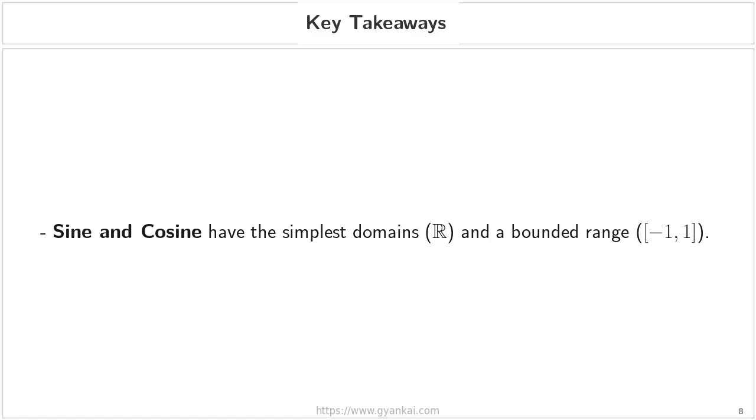Now, let's synthesize everything we have discussed so far into a few key takeaways. First, looking back at our discussion on sine and cosine and our Ferris wheel example, these two functions have the simplest domains, consisting of all real numbers. Their range, however, is bounded, meaning the output values always stay within the closed interval from -1 to 1.